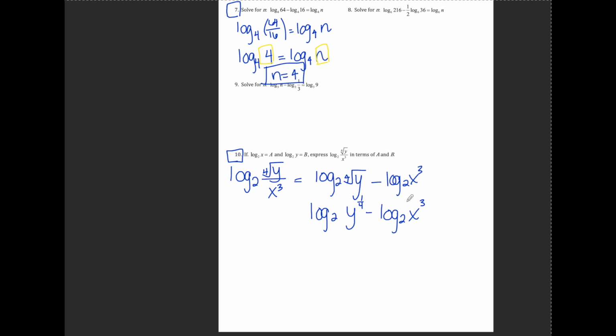And now these exponents can just pop in front. So I have 1/4 log base 2 of y minus 3 log base 2 of x. I know that log base 2 of x is equal to a. So I have a minus 3a over here. And I know log base 2 of y is equal to b. So I have a 1/4 b over here. So my final answer is just 1/4 b minus 3a.